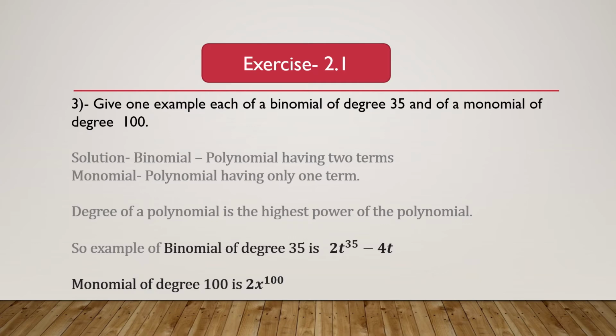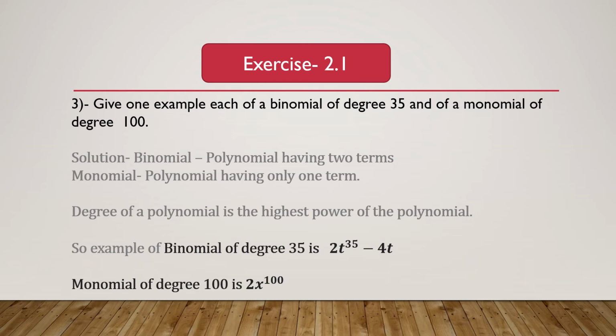A binomial of degree 35 is 2t to the power 35 minus 4t. 35 is present, so this is the highest power. The degree of this polynomial is 35, and two terms are here. The first term is 2t to the power 35 and the second term is minus 4t. So this is a binomial, as two terms are present, 2t to the power 35 and minus 4t. And here the degree is 35, from t to the power 35.